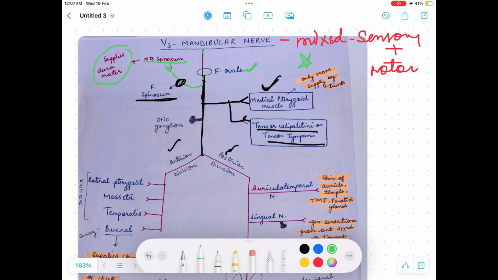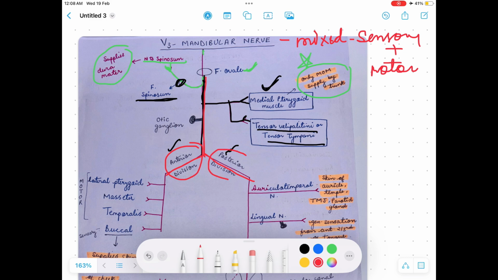See student, this is a star mark question. Medial pterygoid muscle, this is the only muscle of mastication which is supplied by the trunk. Trunk means the main mandibular nerve, the main branch of mandibular nerve before it gets split into several other branches. The main trunk is basically supplied to medial pterygoid muscle. Okay. So the main trunk divides into two divisions.